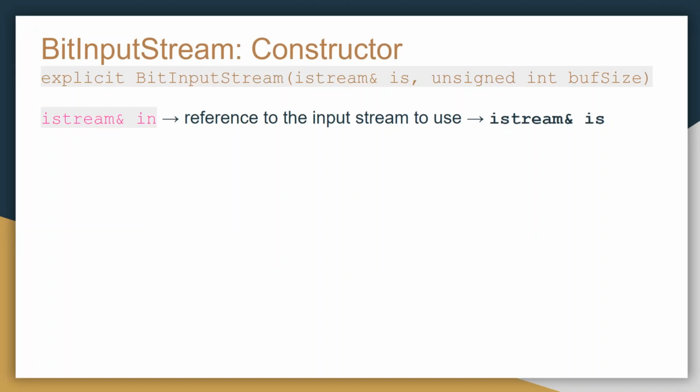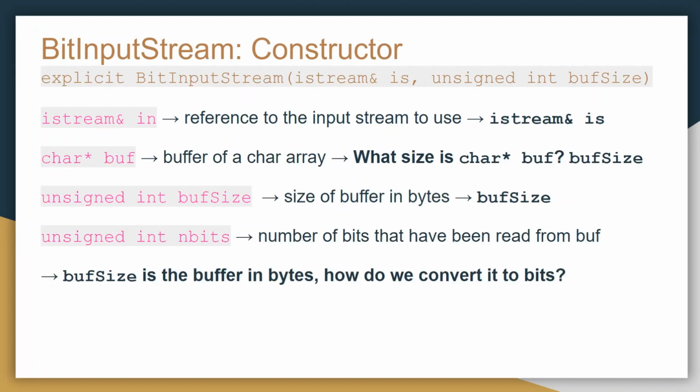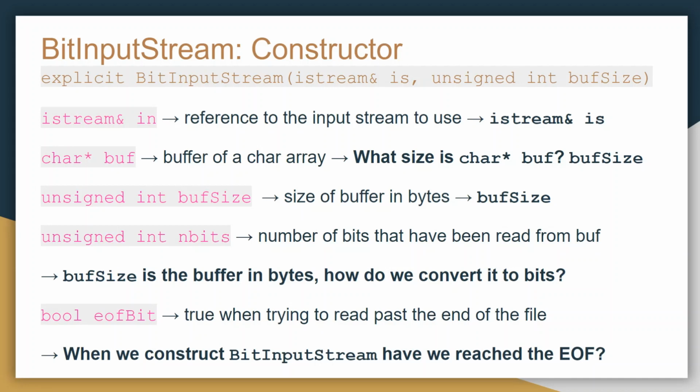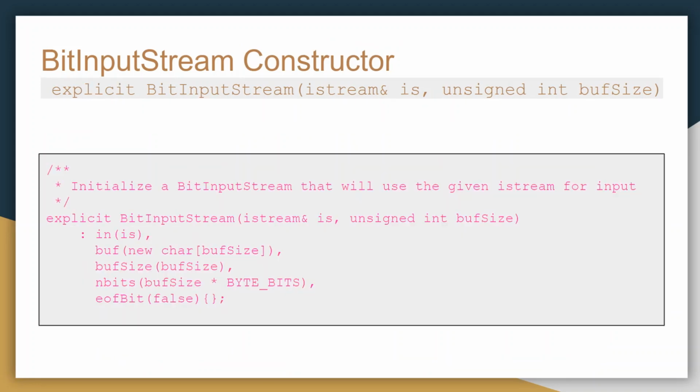So for the constructor, this is also a similar setup, right? And this just kind of goes over what we care about in here. So here the thing is for n bits, right? It's how do we convert buff size to bits, essentially, is the question. As we mentioned earlier, a byte is 8 bits, so that is relevant to that part. And then the end of the file bit. When we construct BitInputStream, have we reached the end of the file? So think about that. Now, once again, we're providing you essentially with the constructor, but it's important to understand what everything is and what's happening.